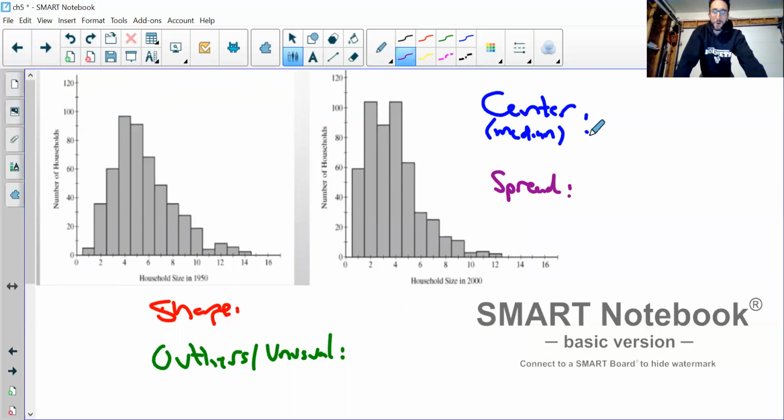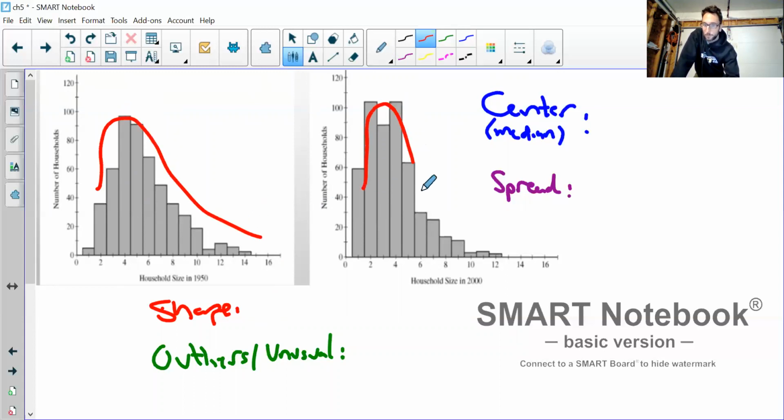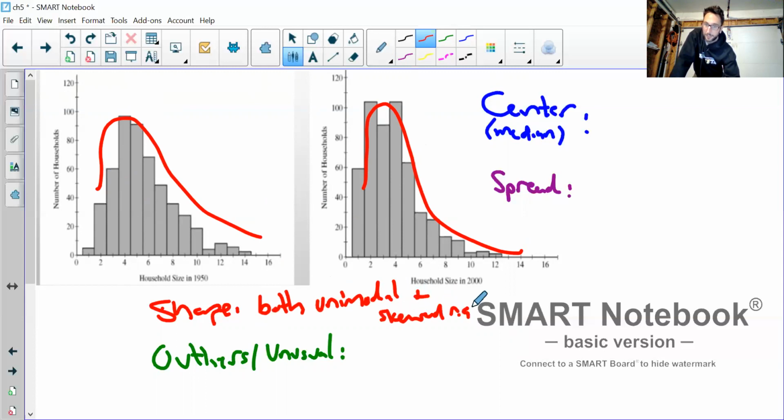All right, hopefully you've unpaused. And as you have done that, hopefully you told me for shape, as we look at both of these, these are both skewed right and unimodal. Both unimodal is not good enough for the shape. It's really the skewed right that's the key distinguishing characteristic.